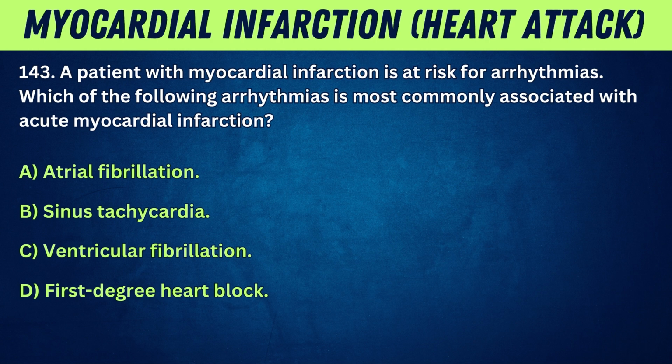Which of the following arrhythmias is most commonly associated with acute myocardial infarction? A. Atrial fibrillation. B. Sinus tachycardia. C. Ventricular fibrillation. D. First-degree heart block.